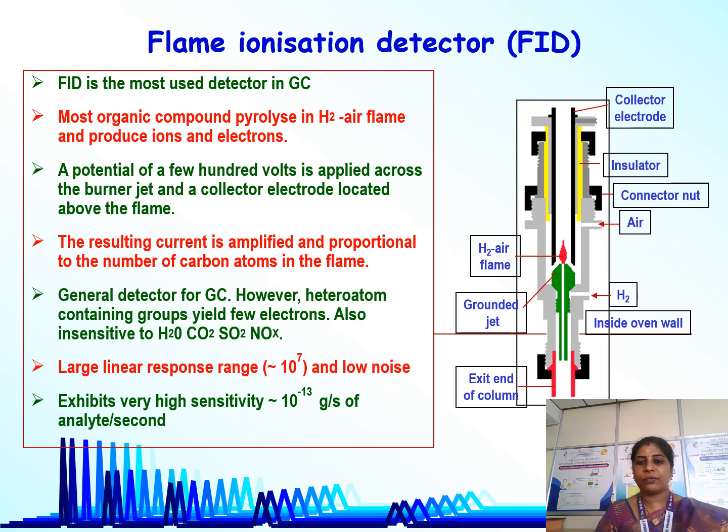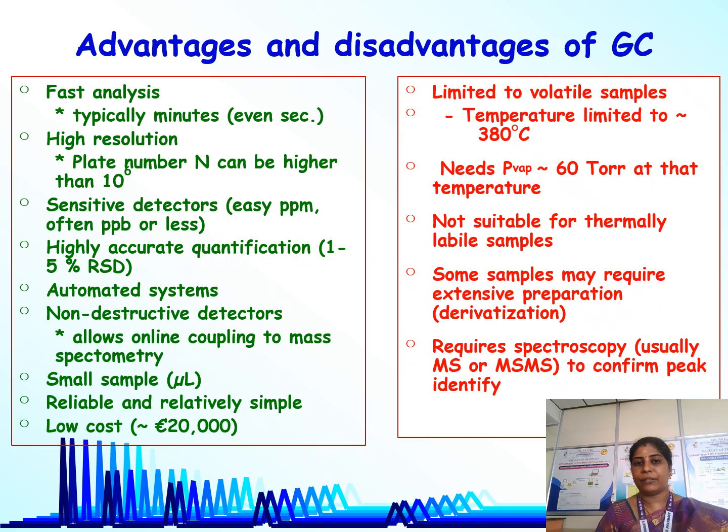General detector for gas chromatography. Heteroatom-containing groups yield few electrons. It is also insensitive to water, carbon dioxide, sulfur dioxide, and nitrous oxide. A large linear response up to 10 to the power of 7 and low noise are exhibited. It exhibits very high sensitivity, up to 10 to the power of minus 13 grams per second of analyte.